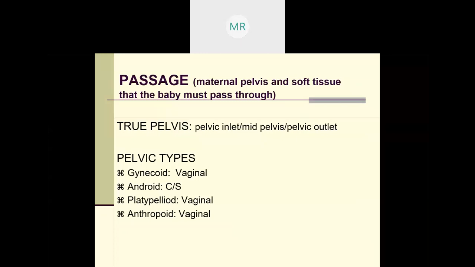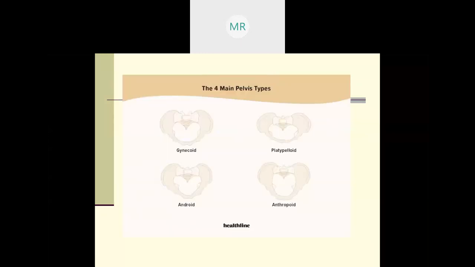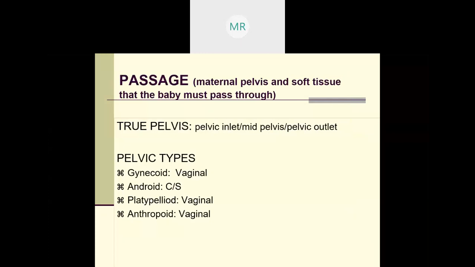baby must pass through. So the true pelvis, we talk about the pelvic inlet, which is the upper border. I want to do the different types of pelvises. We talk about the pelvic inlet, we talk about the mid-pelvis, which is between the symphysis pubis, and we talk about the pelvic outlet, which is below the symphysis pubis. There are different pelvic types, and that's the next slide. Let's talk about the pelvic types.